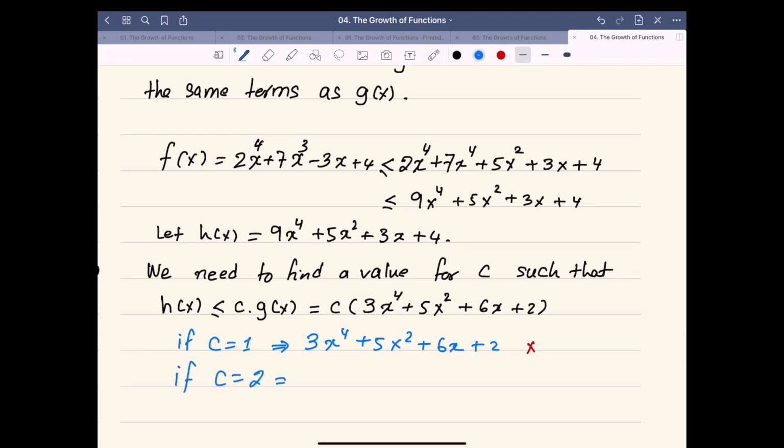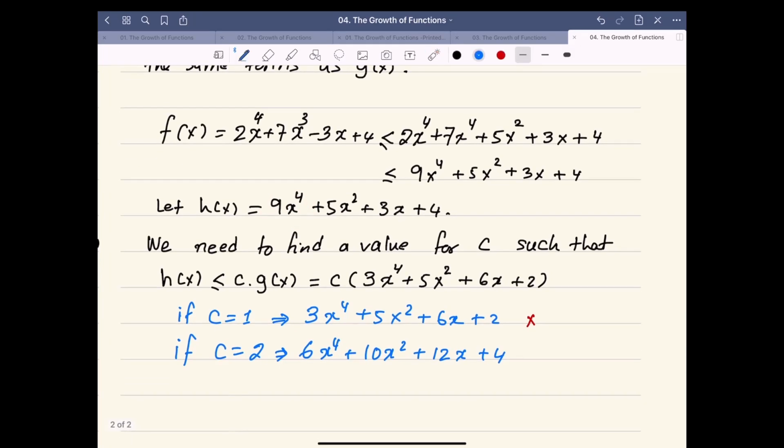Let us try another value of c. Let us try 2. So when you try 2, you will have 2 multiplied by this polynomial. It will be 6x raised to power 4 plus 10x squared plus 12x plus 4. Again, by comparing this polynomial with this polynomial, 9x raised to power 4 is not less than or equal to 6x raised to power 4. So we will try the next value of c, and maybe you can come directly to c equal to 3 by comparing this term with this term.